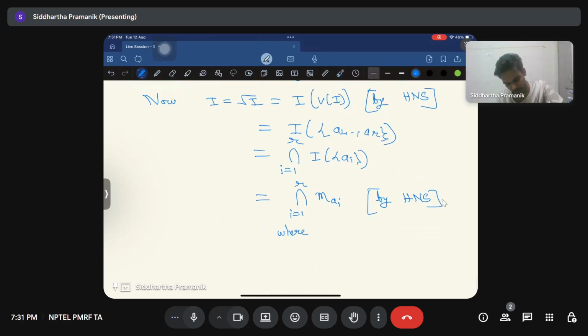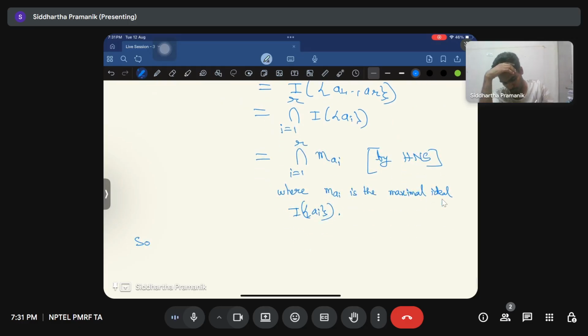where m_{a_i} is the maximal ideal, which is I of the singleton set {a_i}.